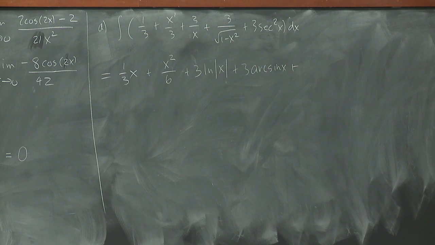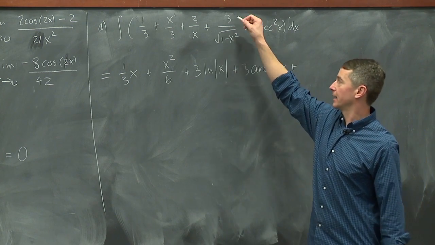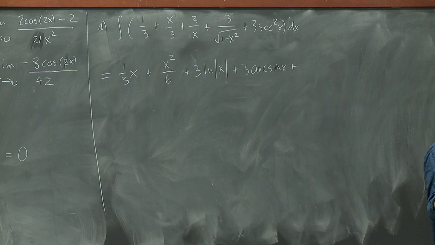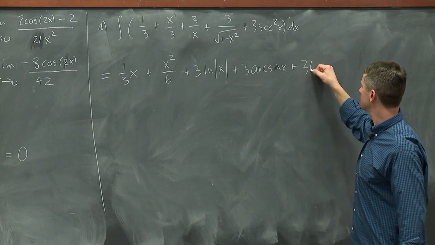Question? If this had been negative 3, then it would be 3 arc cosine of x. Or you could call it negative 3 arc sine of x, which tells you that the graph of arc sine and arc cosine must have a special relationship between them if one's derivative is the negative of the other. Those graphs must be flipped like this. What about 3 secant squared? That must have started off as what? 3 tangent.